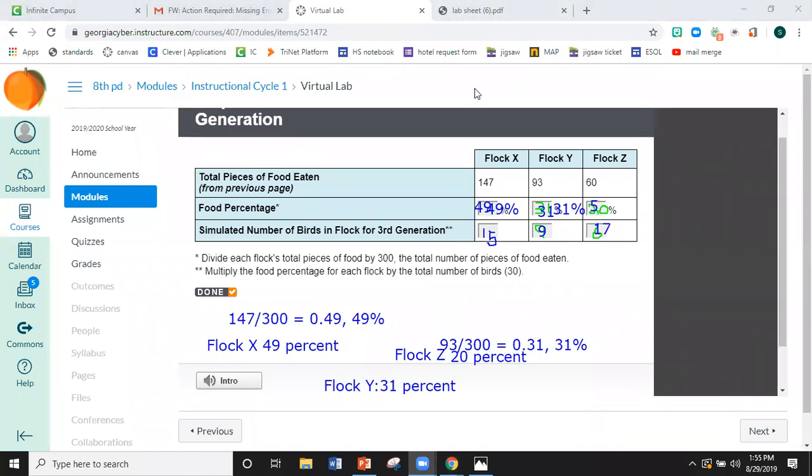All right, I'm going to put my answer in. I'm going to do pink today.